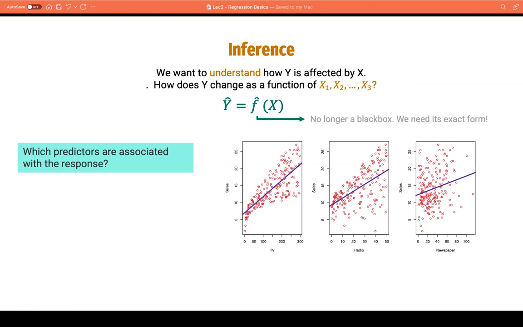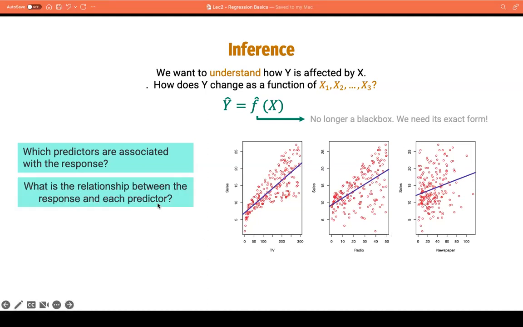In other words, we could identify only a few predictors among a large set of possible variables. And what is the relationship between the response and each predictor? For instance, we want to predict the sales, and we can see here the relationship of TV and sales, the relationship of radio and sales, and newspaper and sales. We can see a substantial increase in sales as the TV budget is increasing. We can also see here the difference that the increase in sales is much slower as we increase the budget for newspaper.